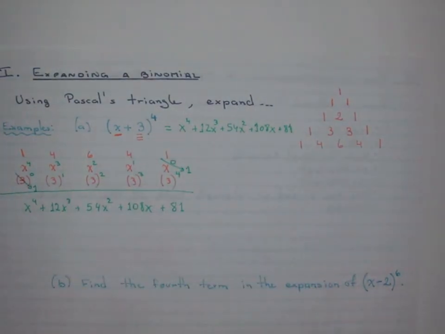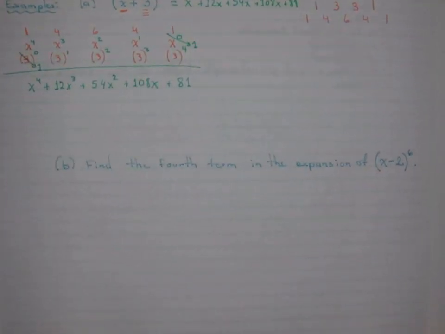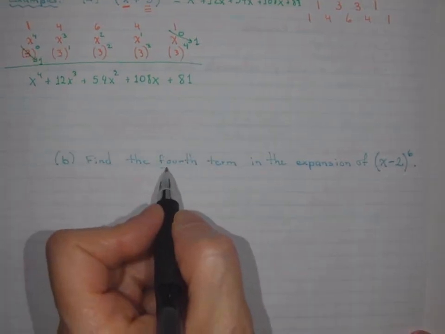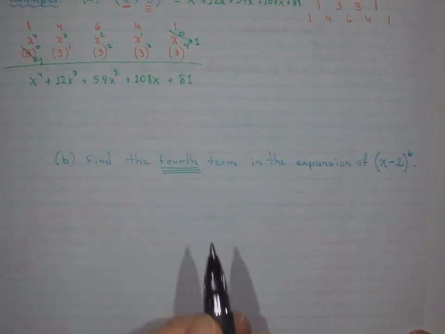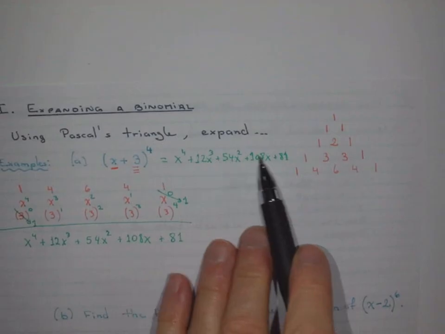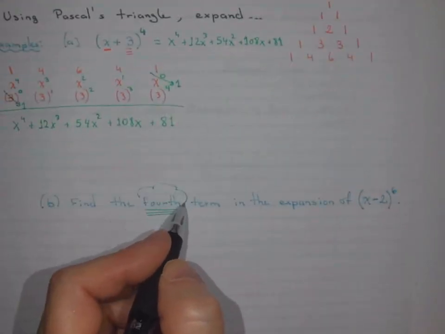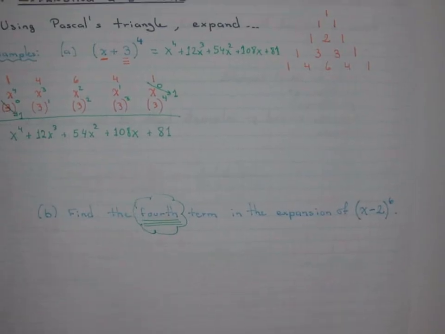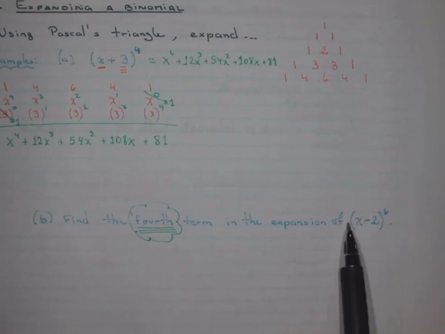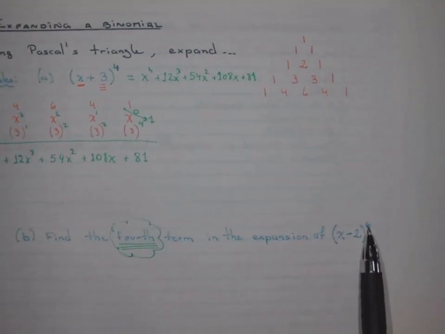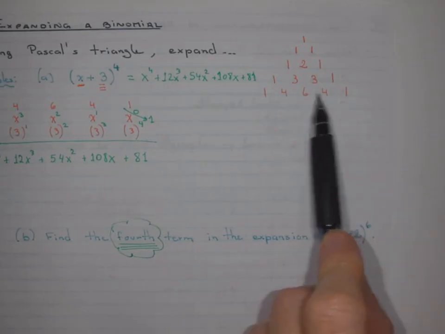Okay? Now going to the next one. Here I'm only asking you for a specific term. I don't expect you to do the full expansion. I just want the fourth term. Okay? So let's look at our binomial here, and this time we go to 6, right? So I need a few more here.